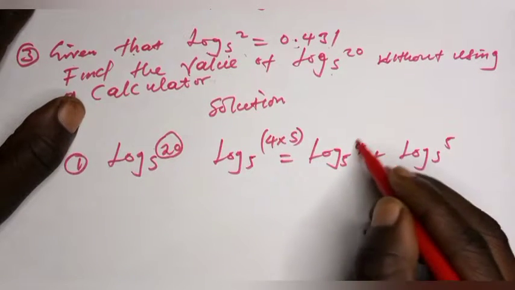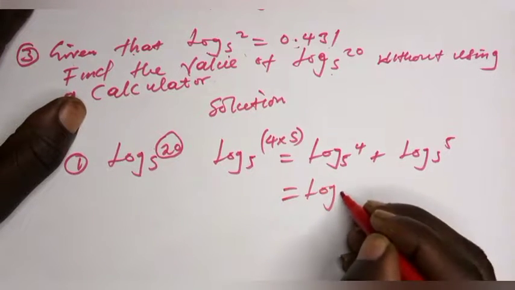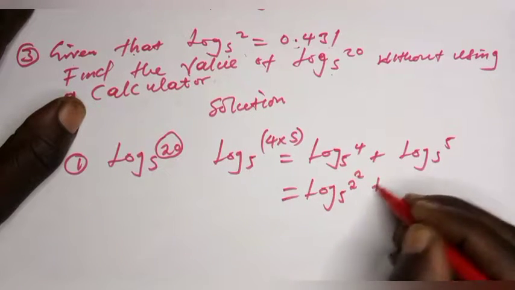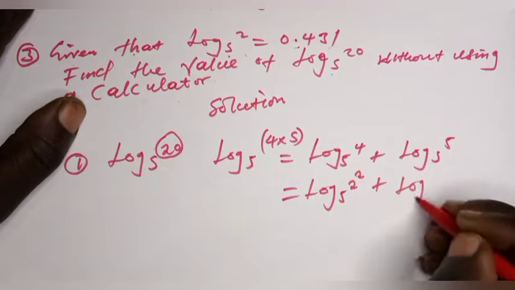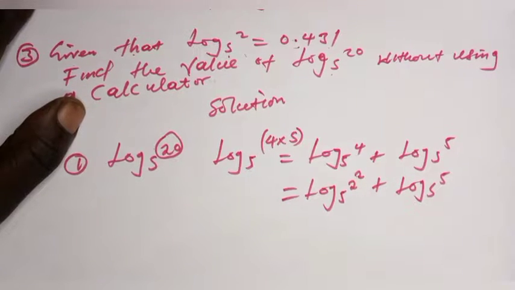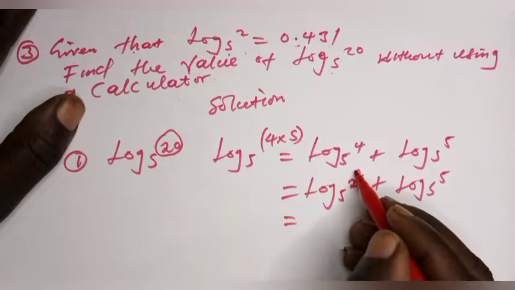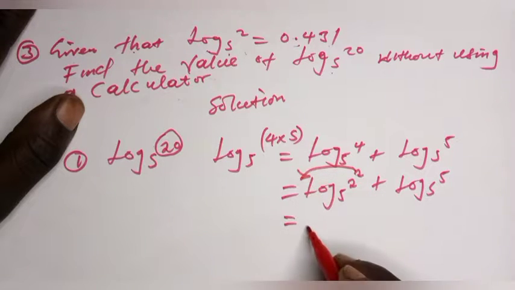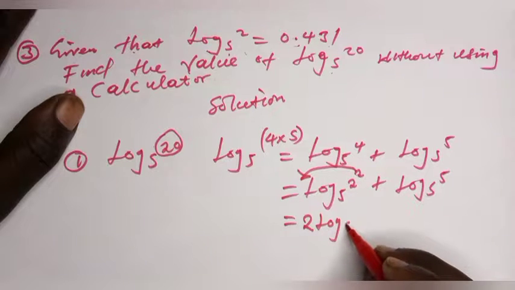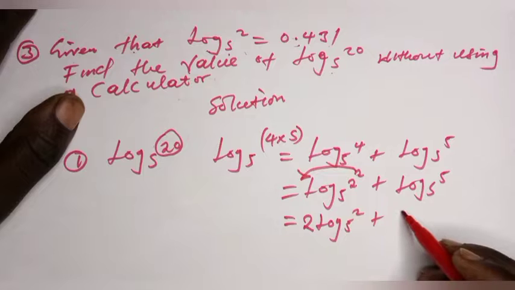Then let's reduce this 4. It will be log 5 power 2 power 2 plus log 5 power 5, which is equal to, then we are going to drop this power, 2 log 5 power 2 plus log 5 power 5, which will be 1.